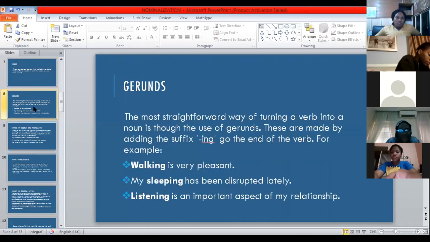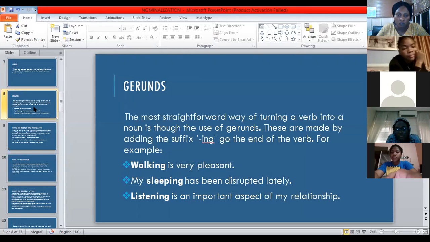Now, let's look at gerunds. The most straightforward way of turning a verb into a noun is through the use of gerunds. These are made by adding the suffix -ing to the end of the verb. For example, we know that the normal word walk is a verb. But when we want to make it into a noun, when we nominalize it, it becomes what? Walking. How did we get to walking? By adding the suffix -ing to the end of the word walk.